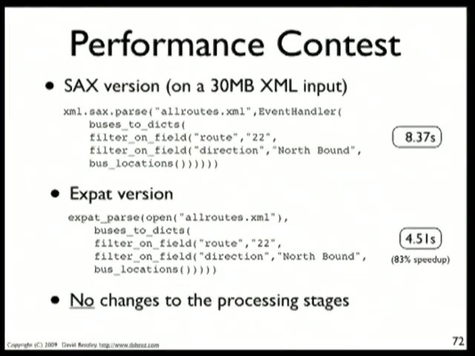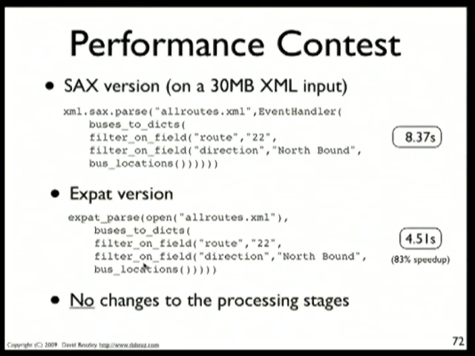And by doing that, I maybe won't run it right now, but I did a little performance test with a large XML file. My SAX version took 8.4 seconds, but the one using expat dropped to 4.5 seconds, giving me like an 80% speedup. So I think that's kind of cool in the sense that I got this huge speedup without actually changing any of the processing stages. They're almost like their own little self-contained components there.